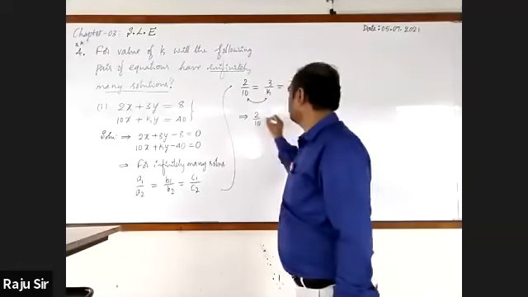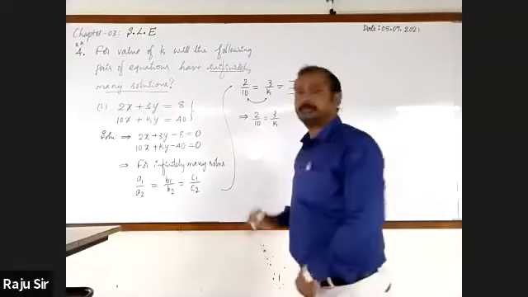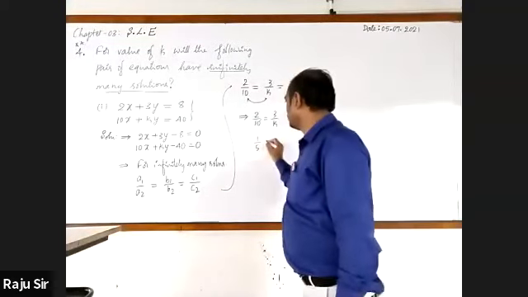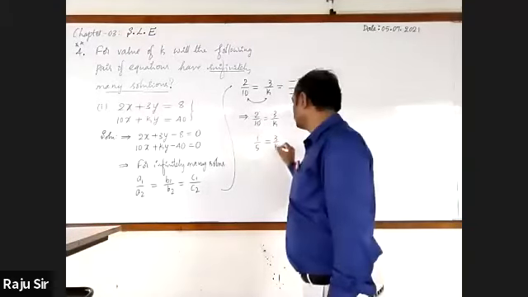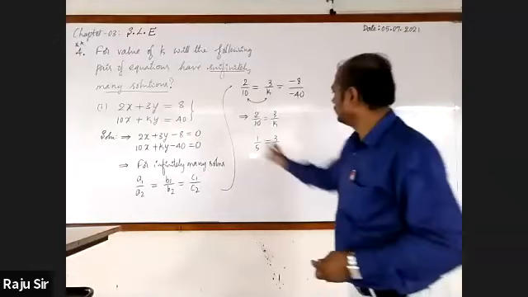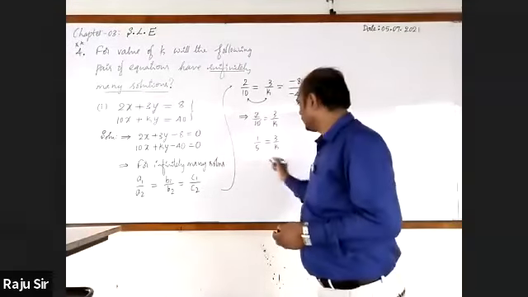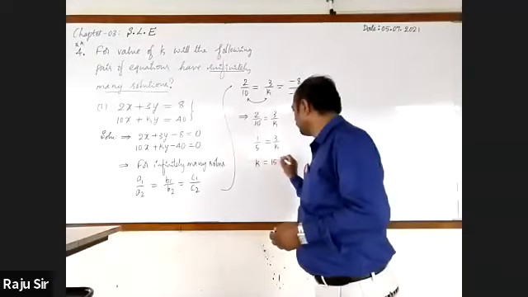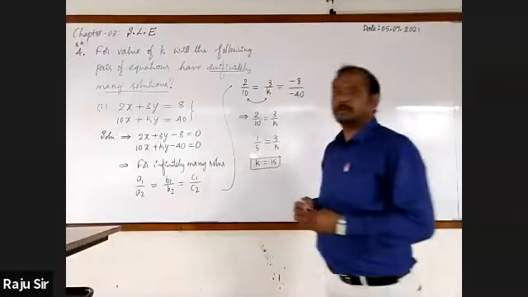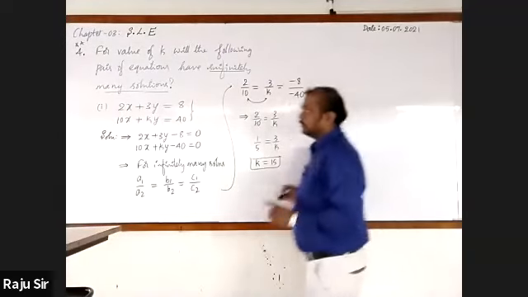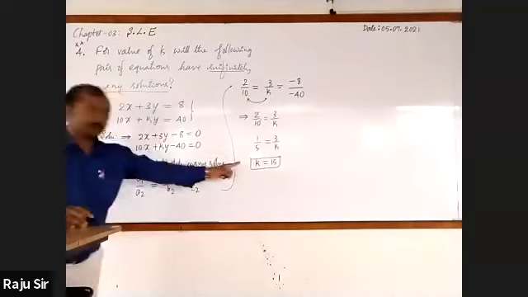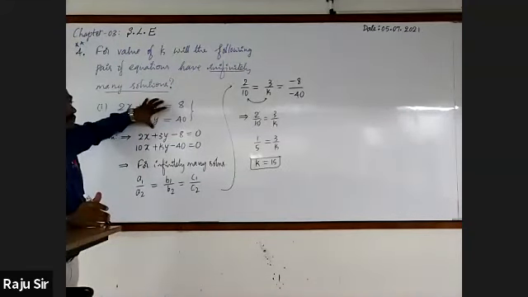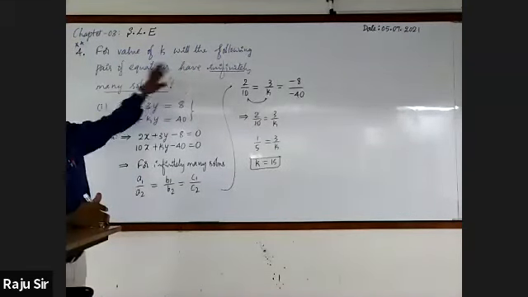2 by 10 is equal to 3 by k. Cancel it. 1 by 5 is equal to 3 by k. Then cross multiply. k is equal to 5 threes are 15. When you write 15 in place of k, then the given equations will have infinitely many solutions.